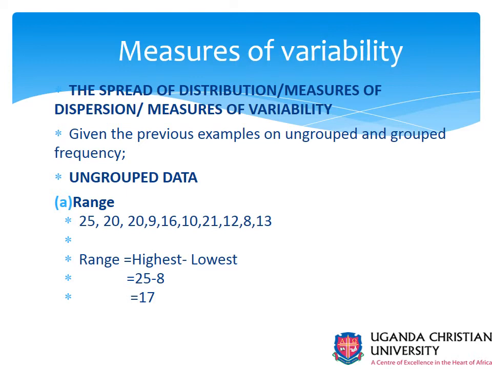How do we find the range of ungrouped data? This is the simplest, because we look for the maximum of the observations collected from the field, and then we subtract the smallest or the minimum observation. In this case, our maximum observation was 25, and the minimum observation was 28. The difference of the maximum and the minimum gave us 17, and that was the range of the class tests that we recorded in our previous example.